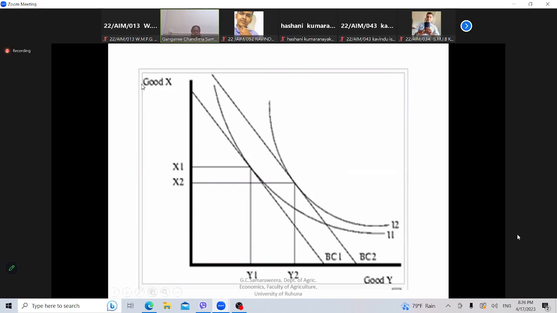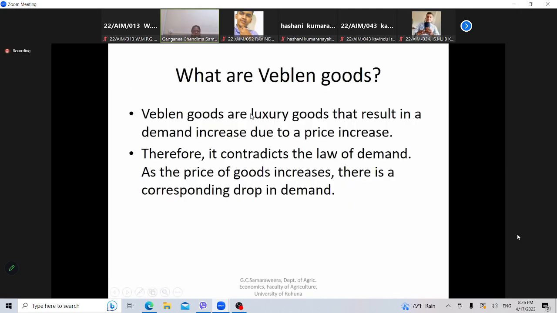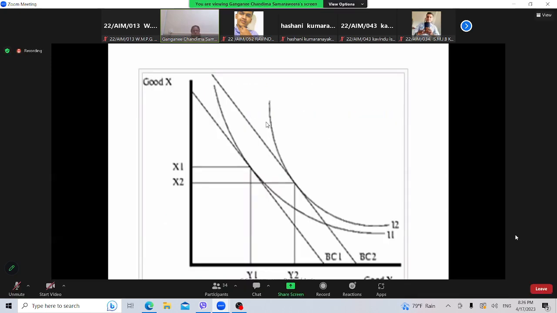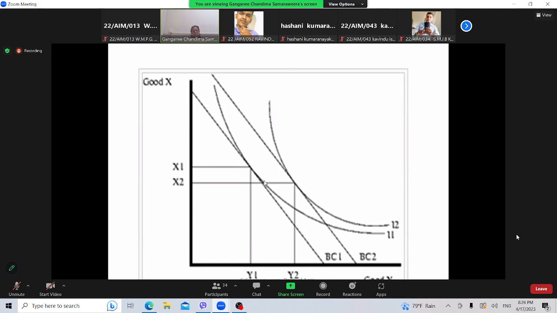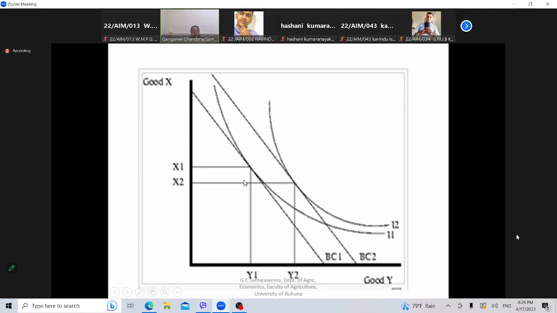Let's say here two goods, good X and good Y. These are income curves. Here income increases from I1 to I2. Carefully observe the situation and decide which good, X or Y, is a normal good and which good is an inferior good. Now take 2 or 3 minutes to decide.